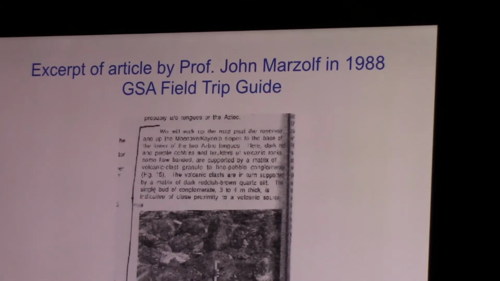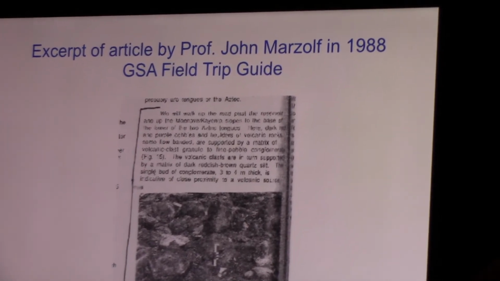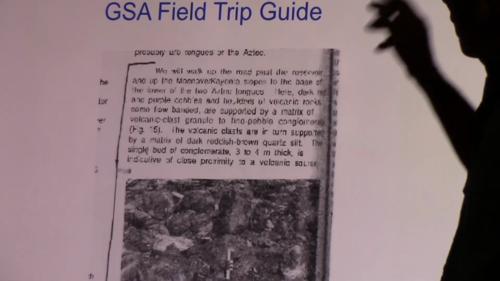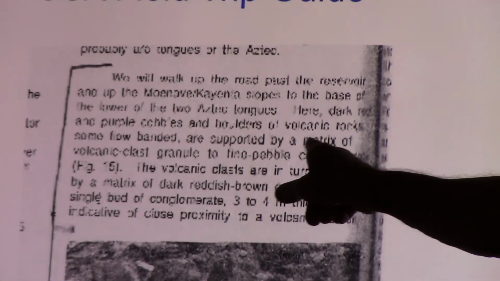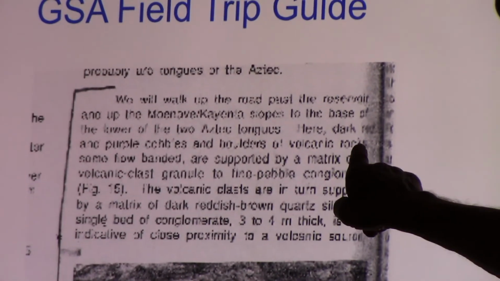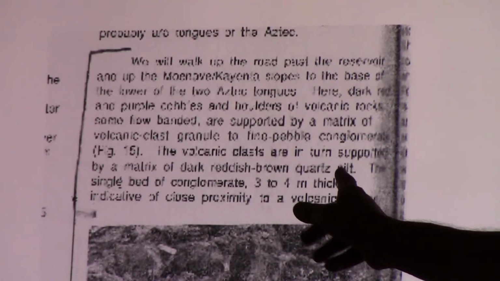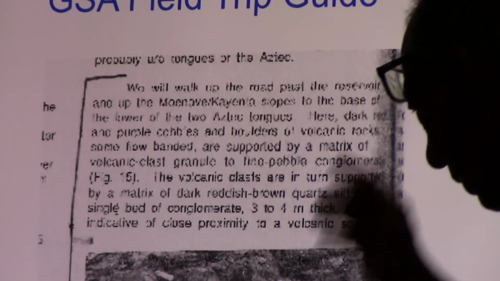Next slide. Let me just read you this. This is from an article. John Marlzoff is very well known at the time. I think he's retired now. And I'll try to read this here. "We will walk up the road, past the reservoir, and to the base of 2 tons of the Aztec. Dark and purple cobbles of volcanic rocks, some banded, supported by a matrix of volcanic clasts." All the stuff he's describing, he shows pictures of it. Flow banded volcanic boulders.